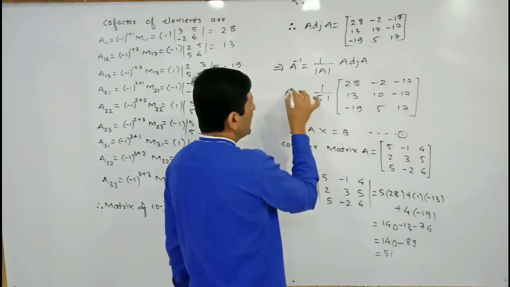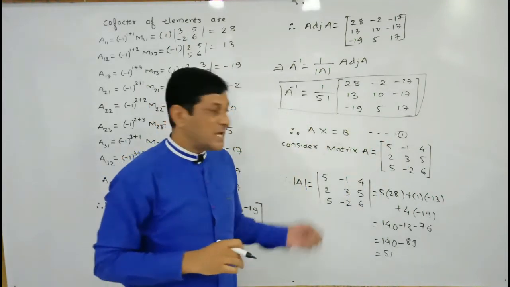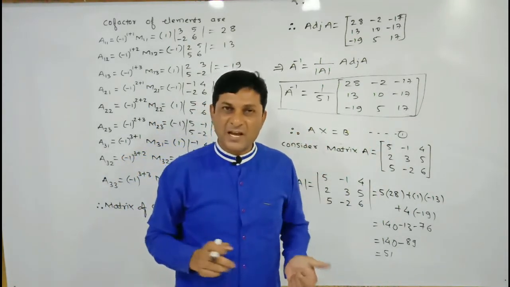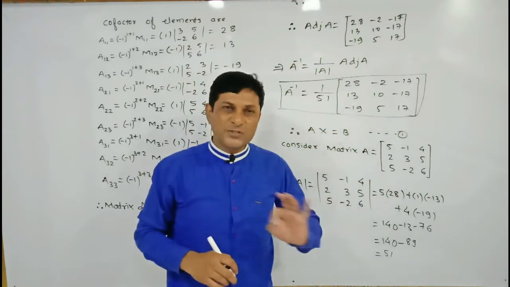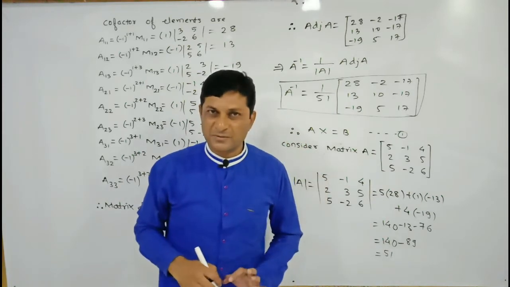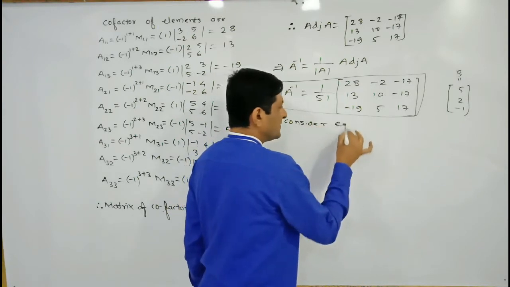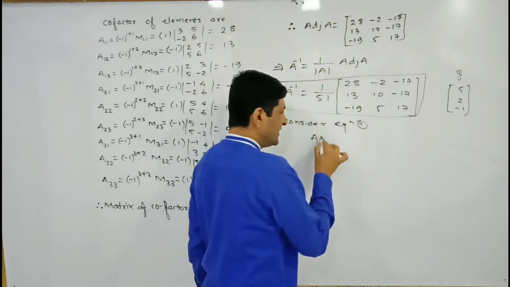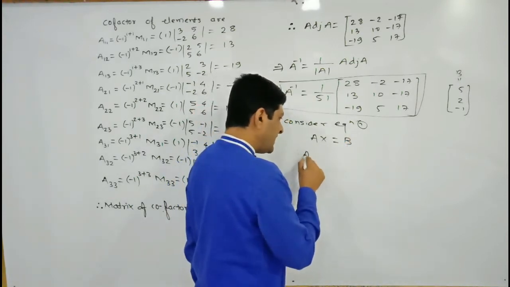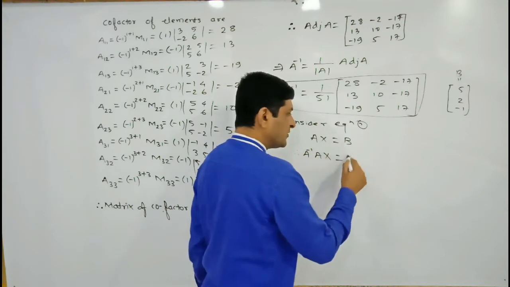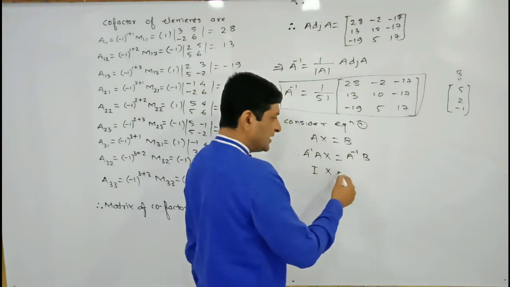Once the inverse of the matrix is known to us, then to apply the inversion method, we are considering equation number first and multiplying this equation number first on both sides by this A inverse to solve the given equations. So now consider equation first. What is equation first? AX is equal to B. Now I am multiplying both sides by A inverse. So therefore A inverse into AX will be equal to A inverse into B. On this side A inverse into A is equal to identity, and X we keep as it is.